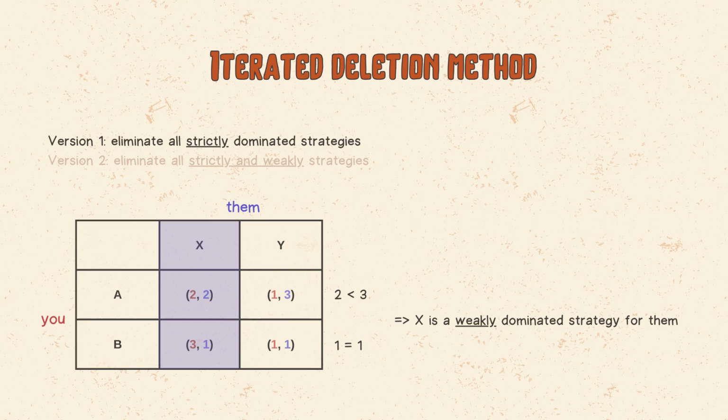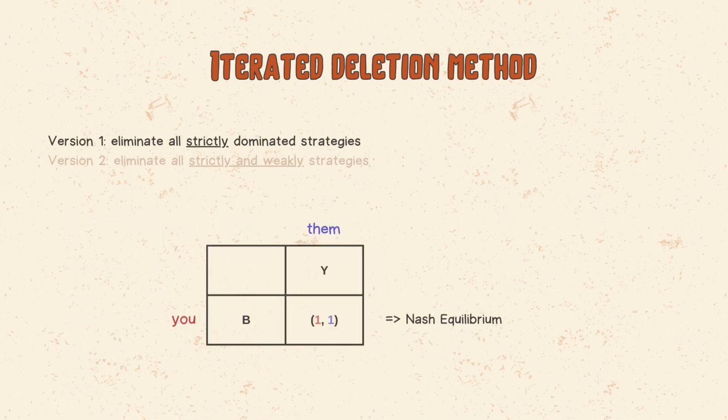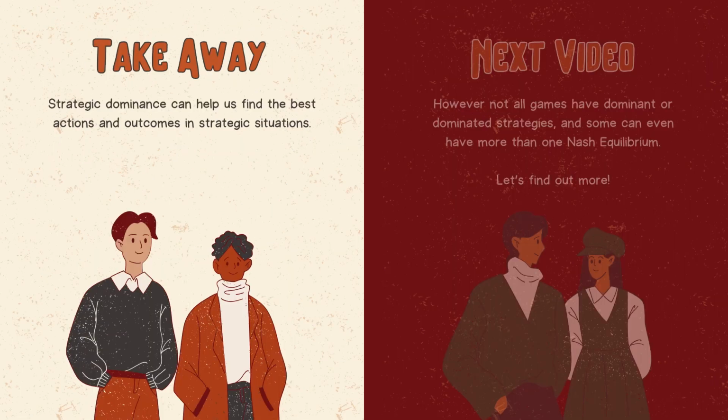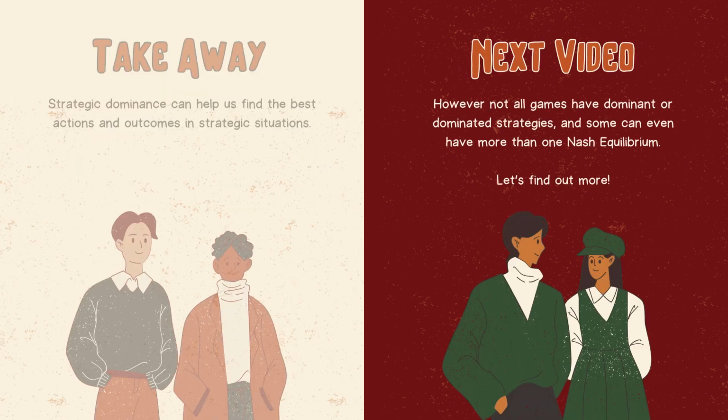Therefore, we can eliminate all the weakly dominated strategies for each player and get a smaller game. In this game, there is only one strategy for each player, and this strategy set is a Nash equilibrium. As you can see, the concept of strategic dominance can help us find the best actions and outcomes in strategic situations.